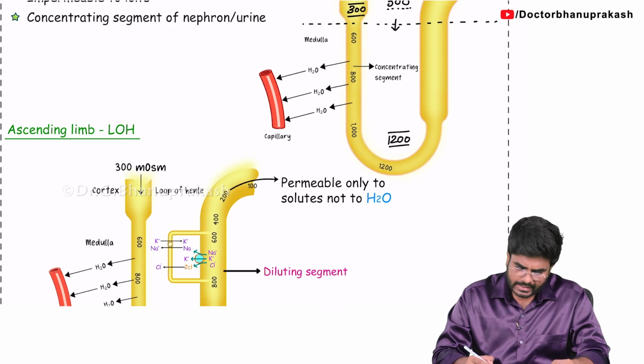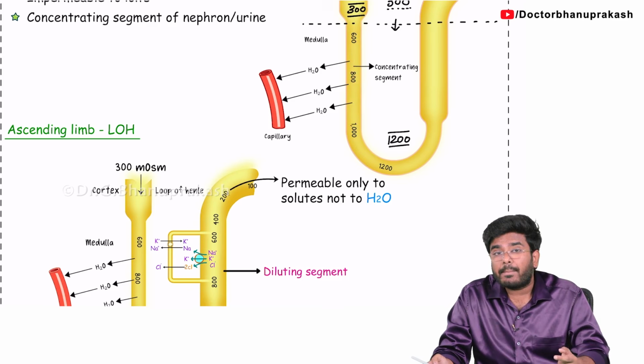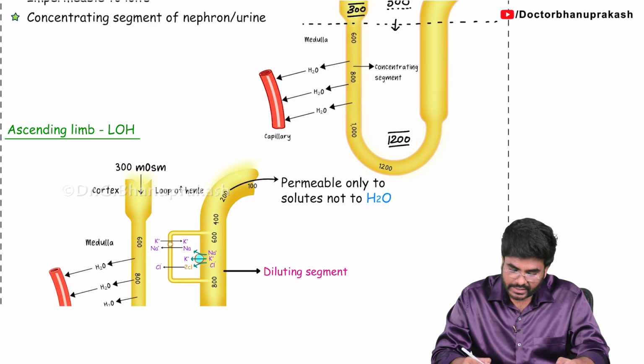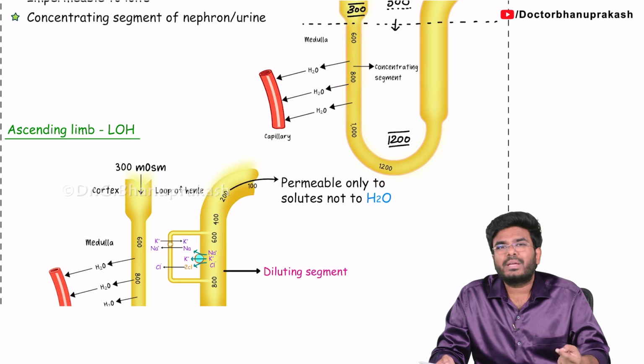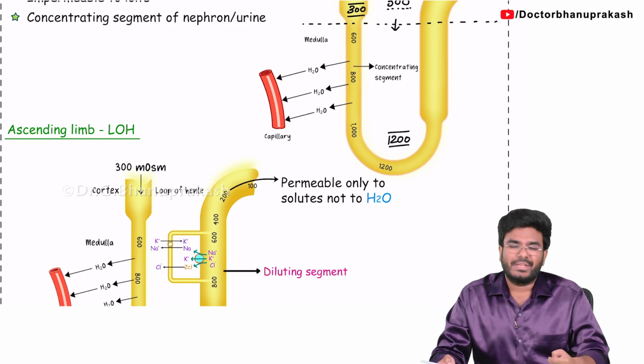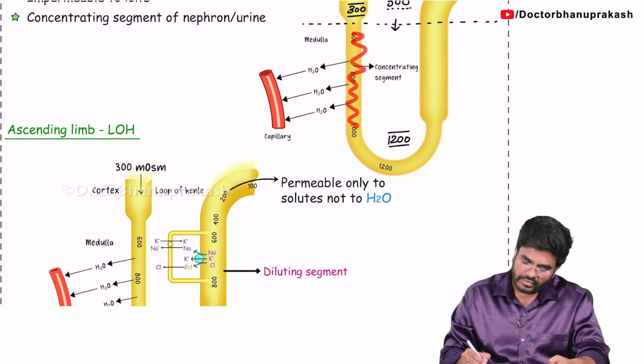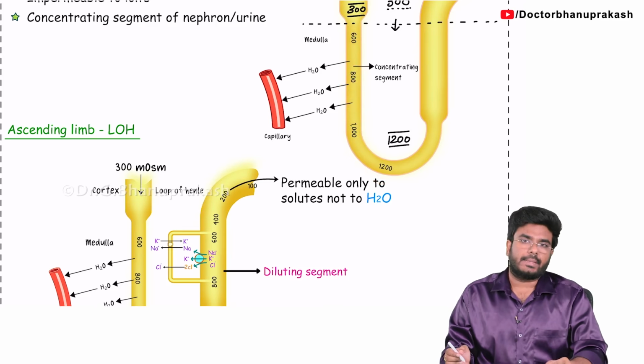Next, see, as the urine is going through the descending limb of loop of Henle, what is happening? Is the urine getting diluted or concentrated? Say 600, 800, 1000, 1200. So urine is becoming hyperosmolar. Urine is becoming concentrated. So that's why the descending limb of loop of Henle is called a concentrating segment.